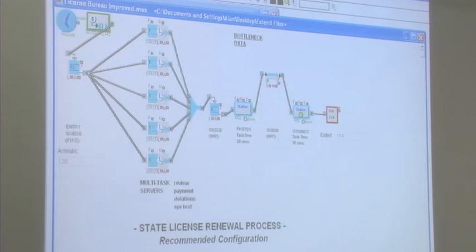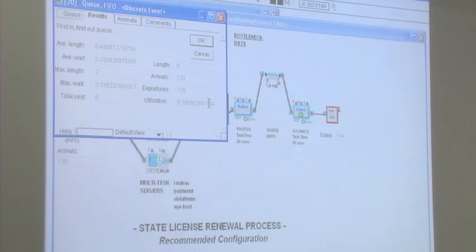And then you can use that model to see how you can improve the process. Let's see if I can. Okay. Now you can see the average length of the line was about half a person. It's been very short. Average wait was less than something like 20 seconds. Maximum length, 2 people waiting. Maximum wait was about a minute. So a much more efficient process.